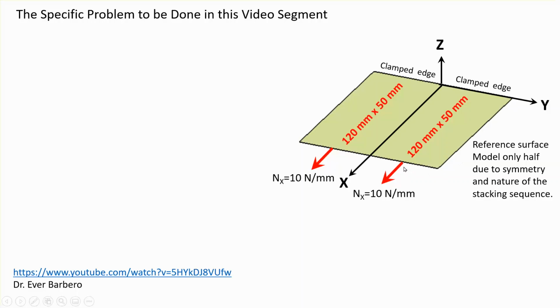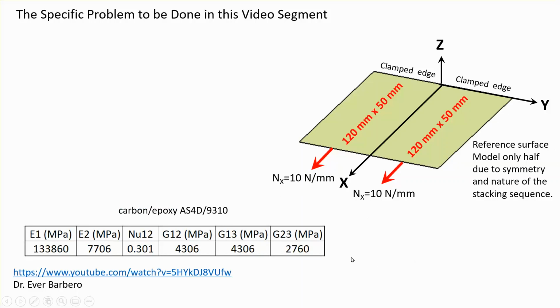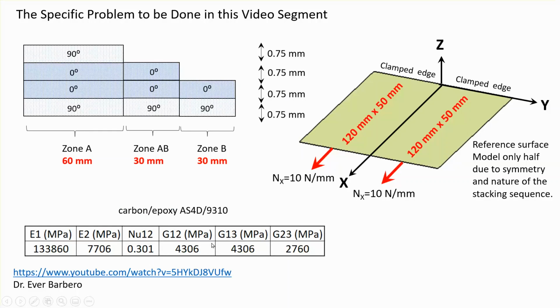These are loaded in the plane XY as shown with this load distribution. Now ignore this comment for a minute. The material that we're going to be using is very close to the general values of carbon epoxy material. So these values and the lamination sequence, or the stacking sequence, are shown in here.